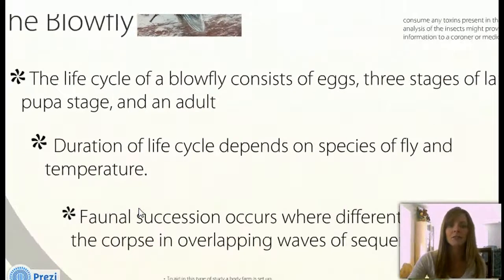Okay, so the duration of the life cycle depends on the species of fly and temperature. So, we have an estimate of how long it takes to go through the different stages of the life cycle, but it depends on a lot of different things like temperature and climate. So depending on if it's a little bit chillier, that life cycle might be slowed down just a little bit.